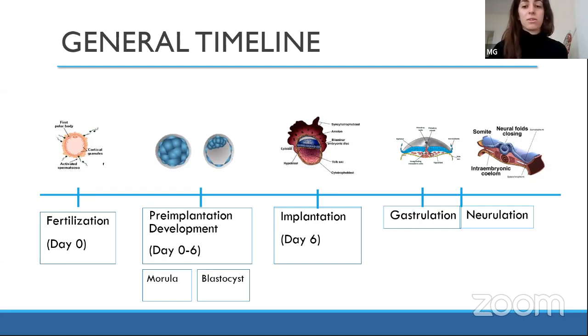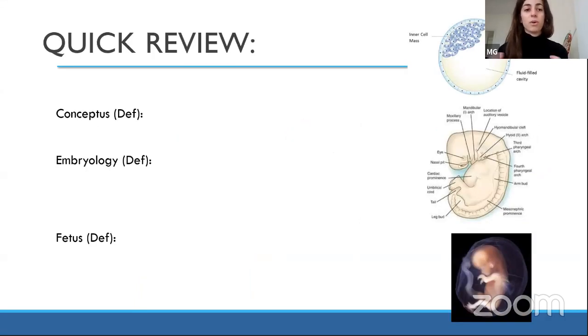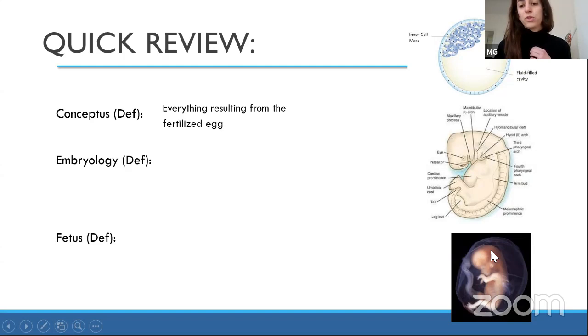Let's keep this timeline in mind as we travel through what happens in the development of the zygote. So a quick review, the conceptus is everything that results from the fertilized egg. This means the fetus, of course, but also, as we can see in this photo at the bottom, the membranes around the fetus, the umbilical cord, the placenta. These are all resulting from the fertilized egg, right? The membranes and the placenta are not from the mother. It's all cells that are from the zygote. So this is what we call the conceptus.